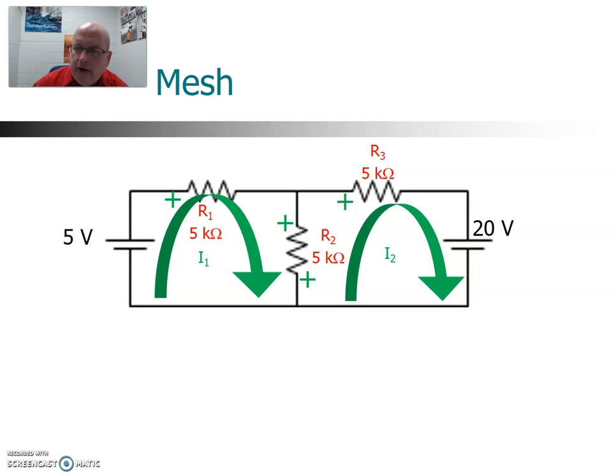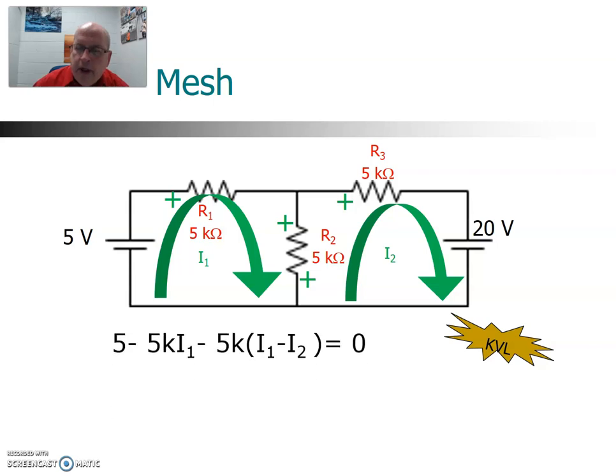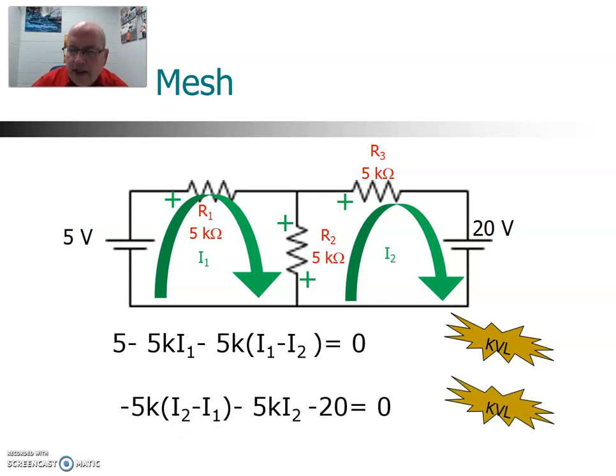And just write down our Kirchhoff's voltage law equations. So for the first loop, I have 5 minus 5K I1 minus 5K (I1 minus I2). That's for the resistor 2. And then we're back to where we started, so we say equals 0. For the second loop, we start out with that R2, so we have minus 5K (I2 minus I1). Now R3 is a minus 5K I2, and then minus 20 is equal to 0.